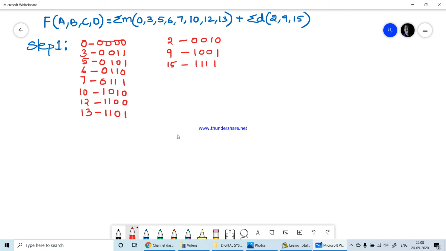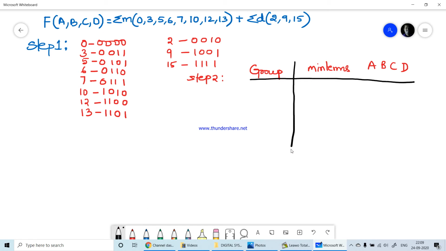Now what is the next step after writing the binary equivalent values of all these minterms? Step 2 is to group them according to the number of ones present in the binary value. So I'll write group, then minterms, then ABCD. Coming to group 0, this will have M0 because no ones are there.